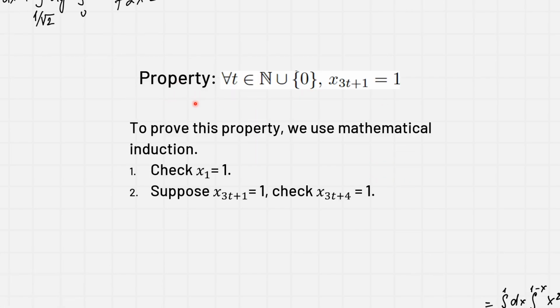Next, we have a property of this problem. For all t belonging to the non-negative integers, x_{3t+1} equals 1. To prove this property, we use mathematical induction. The general steps are as follows. First, we check that x1 equals 1 holds. Then, we check that x_{3t+4} holds under the assumption that x_{3t+1} is equal to 1. And x1 equals 1 is defined in the setting of the algorithm we mentioned in the previous slide. So the first step is checked.